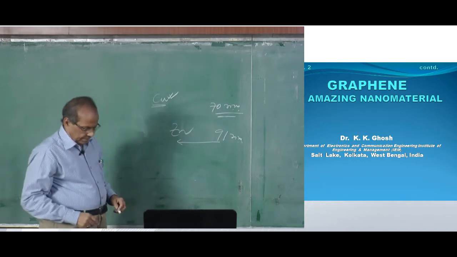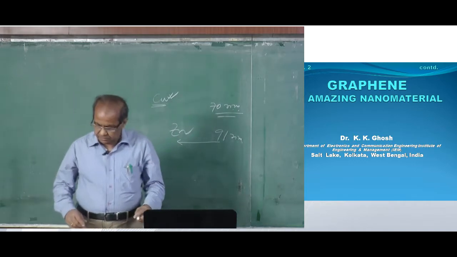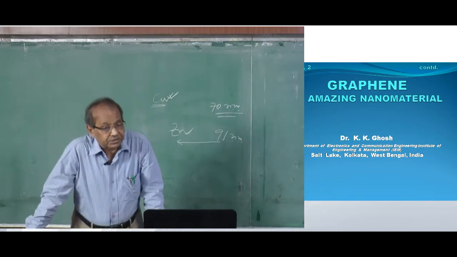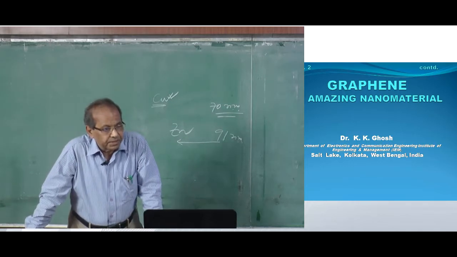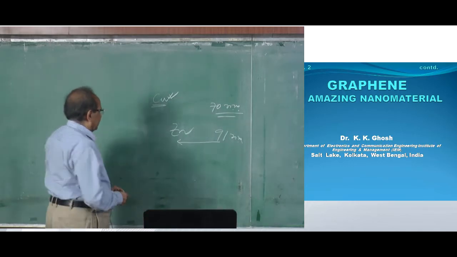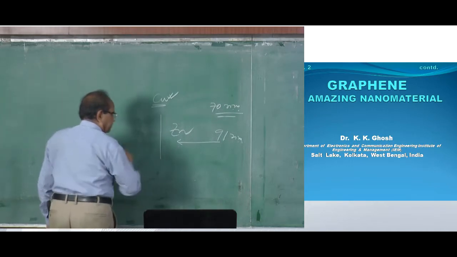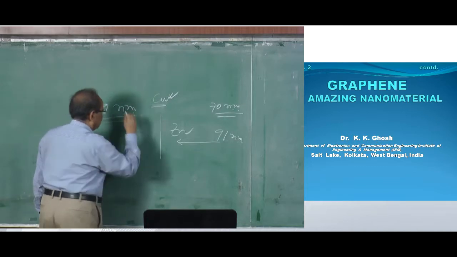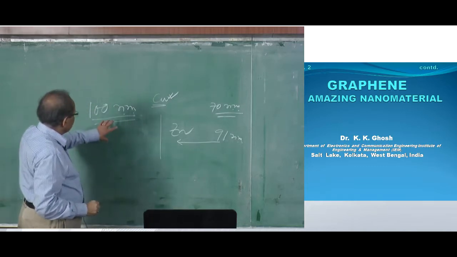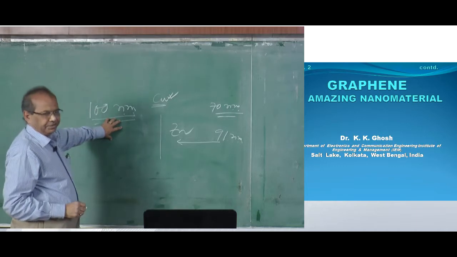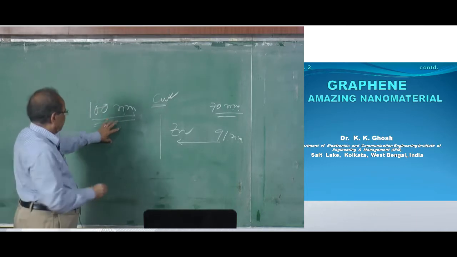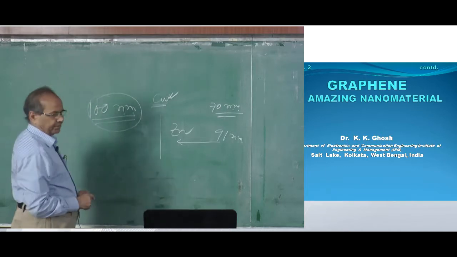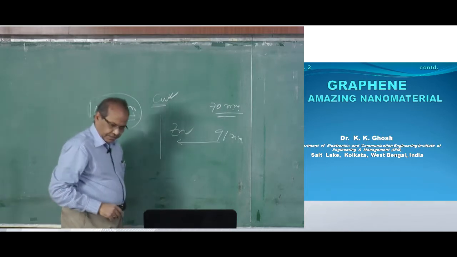So what exactly is the nano size? There is no clear-cut answer. There is a controversy. But people take for granted that up to 100 nanometer, we can define a material as a nanomaterial. So this is the standard size of the nanometric material. Okay.